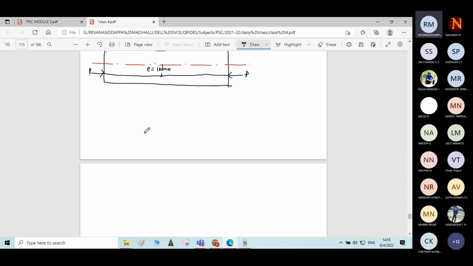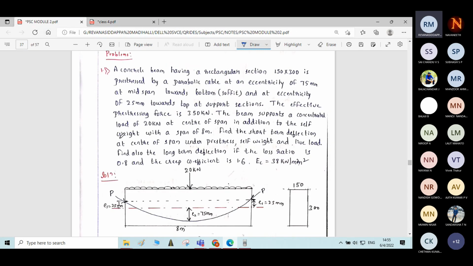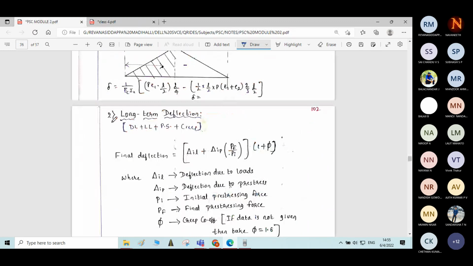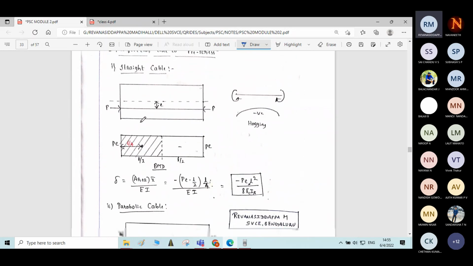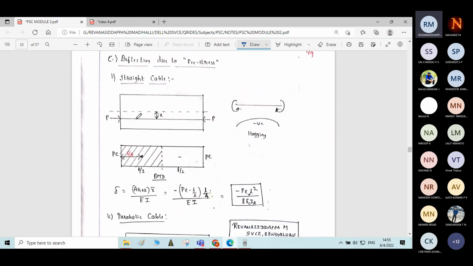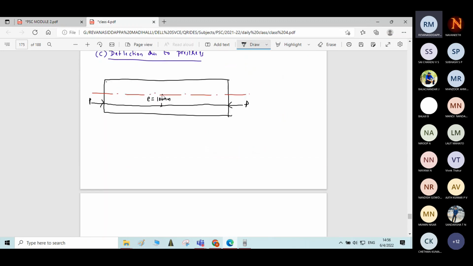Okay. Now for this you need to write the bending moment diagram for the cable having profile of constant eccentricity throughout the length of the beam. This is the nature of the BMD. Okay. So as the cable is below the central axis, sign is negative here. Minus PE. Now the diagram will be negative sign here, minus PE.